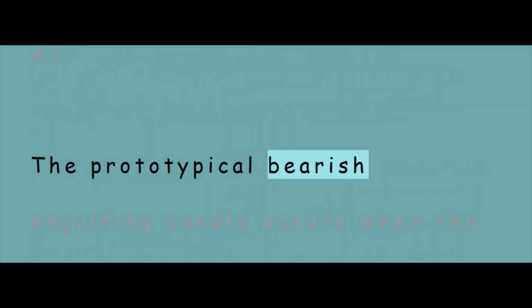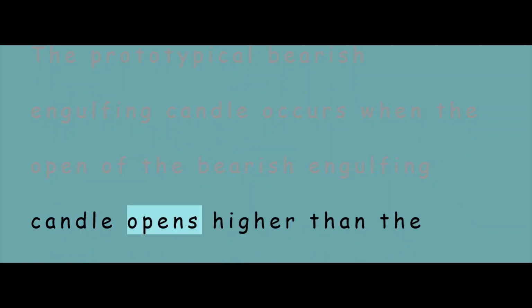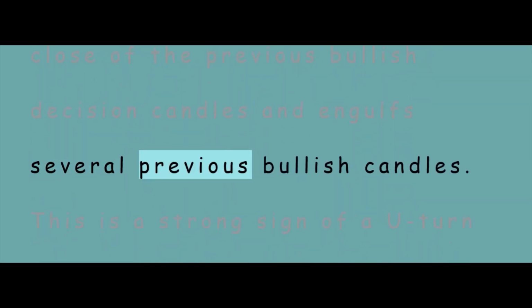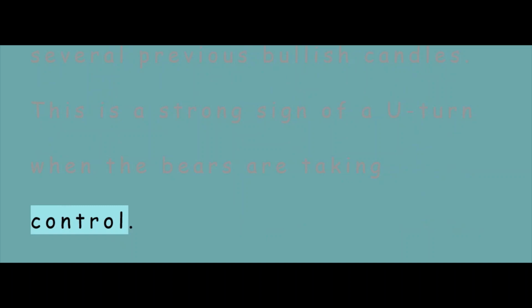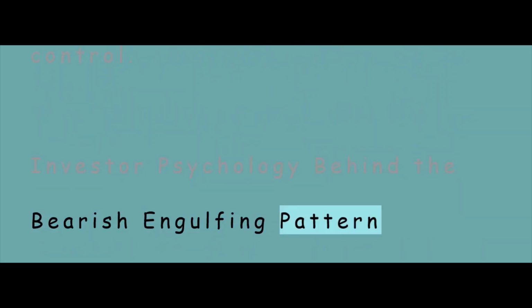The prototypical bearish engulfing candle occurs when the open of the bearish engulfing candle opens higher than the close of the previous bullish decision candles and engulfs several previous bullish candles. This is a strong sign of a U-turn when the bears are taking control. Investor psychology behind the bearish engulfing pattern.